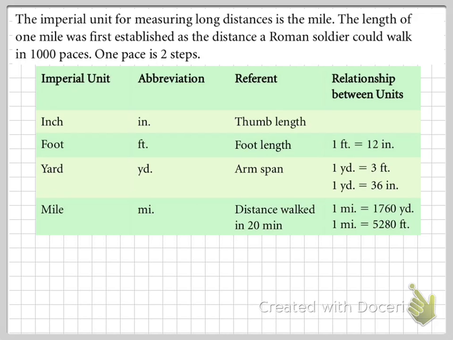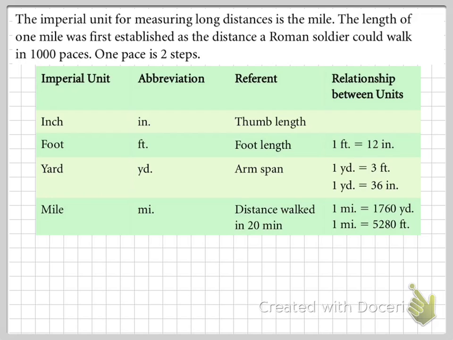Here are some of the standard units that people have used, and the referent, which was what the unit was first based on. An inch, abbreviated 1 in., had the referent of the length of your thumb. A foot was, of course, a foot length, and the standard relationship was that 1 foot is about 12 inches. Then there was a yard, which was considered an arm span. 1 yard is the same as 3 feet, and 1 yard is also 36 inches.